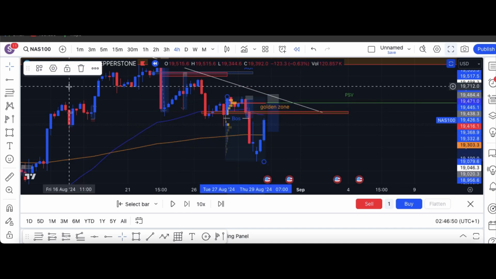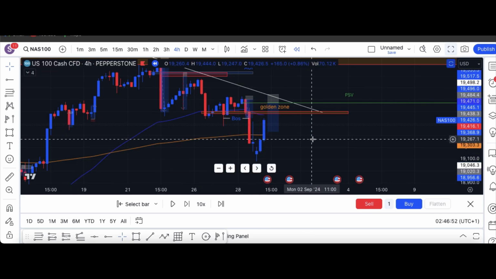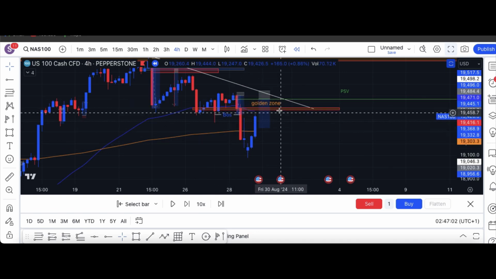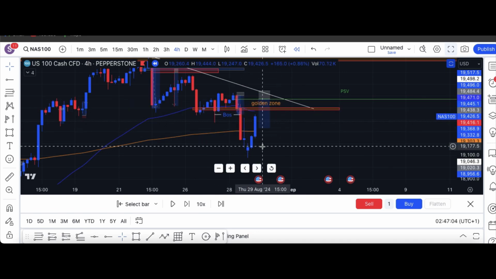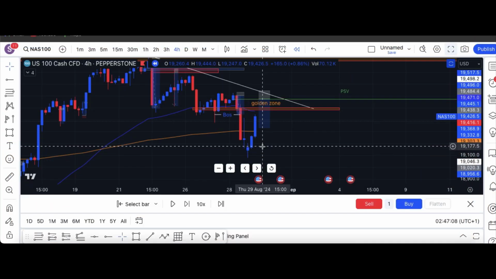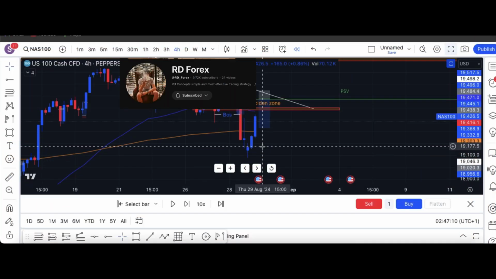So I'll delete this just to clean my chart. I'm gonna actually have screenshots of the trades later on after the video. But let's move on. So I identify my POC, I identify my golden zone. Now I'm looking for a supply because I'm a supply and demand trader. I trade liquidity, supply and demand. Shout out to RD Forex.